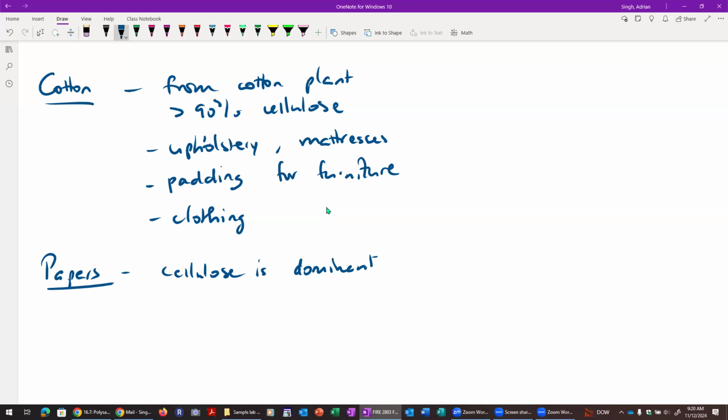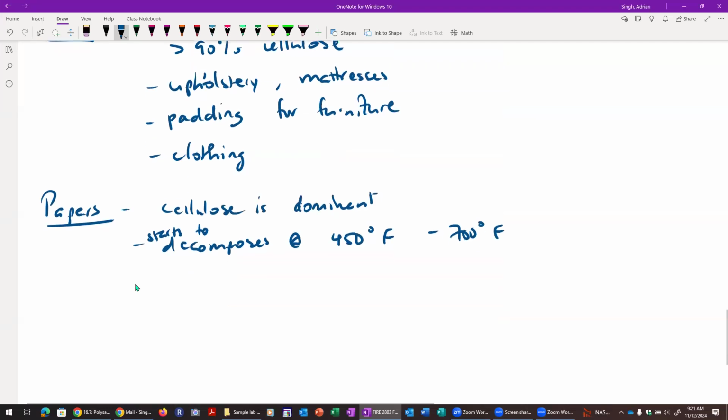Paper starts to decompose at around 230 degrees Celsius, so roughly 450 degrees Fahrenheit, and most completely decompose at about 700 degrees Fahrenheit. So again, substances that are primed for fire essentially, and then we have wood and wood materials.